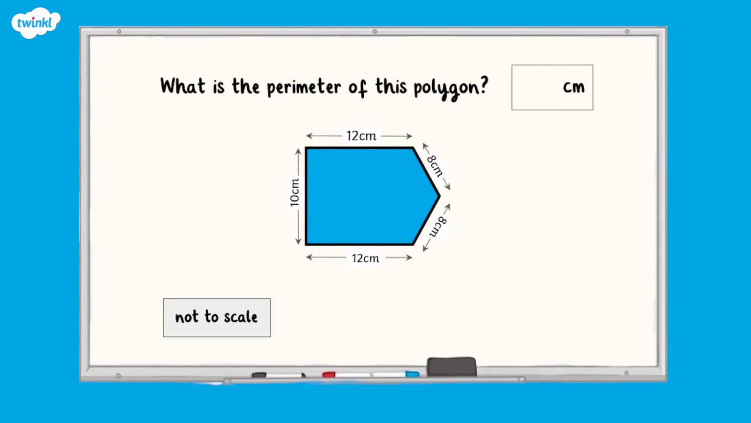Choose which corner to start in and mark it in some way, so you know when you have gone all the way around the shape. You could also cross out each length as we write the calculation. We need to add together 10 and 12 and 8 and 8 and 12. 10 add 12 add 8 add 8 add 12 equals 50. So the perimeter of this polygon is 50 centimeters.